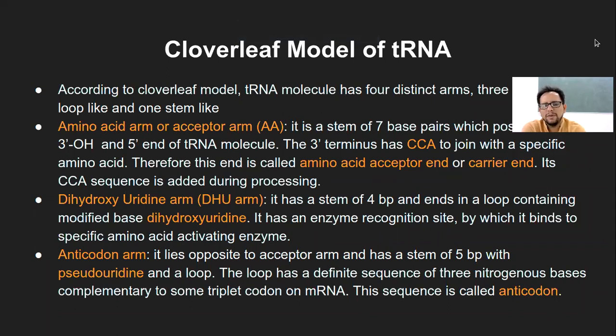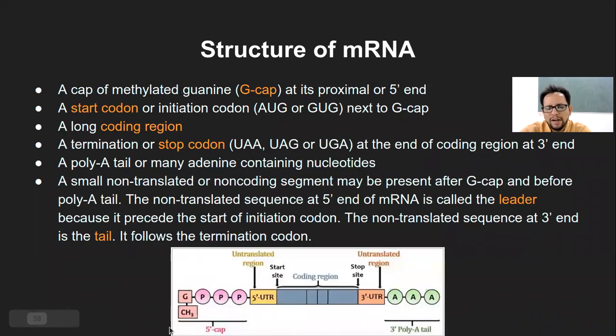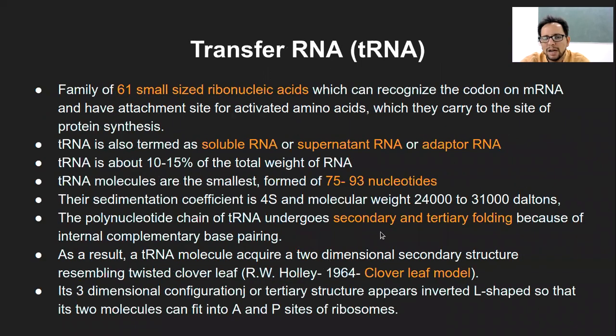So, last class we were looking at this cloverleaf model of transfer RNA. We had looked at the structure of messenger RNA, which had different components, including the methylated guanine, phosphate moiety, 5' untranslated region, then the starting codon, which was always ATG, coding region, and the stop site, that is either of these UAA, UAG or UGA codons, then 3' untranslated region and the polyadenine tail on the 3' end. So that was the structure of mRNA which we had looked at.